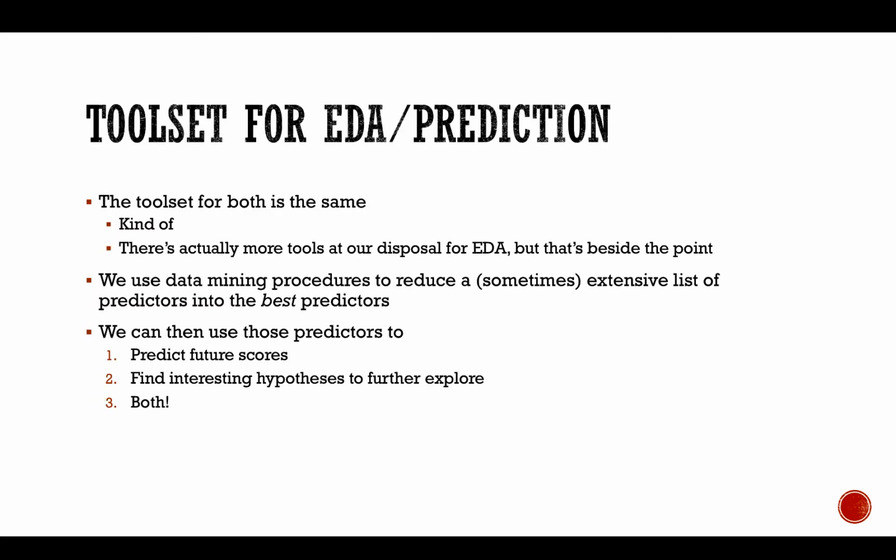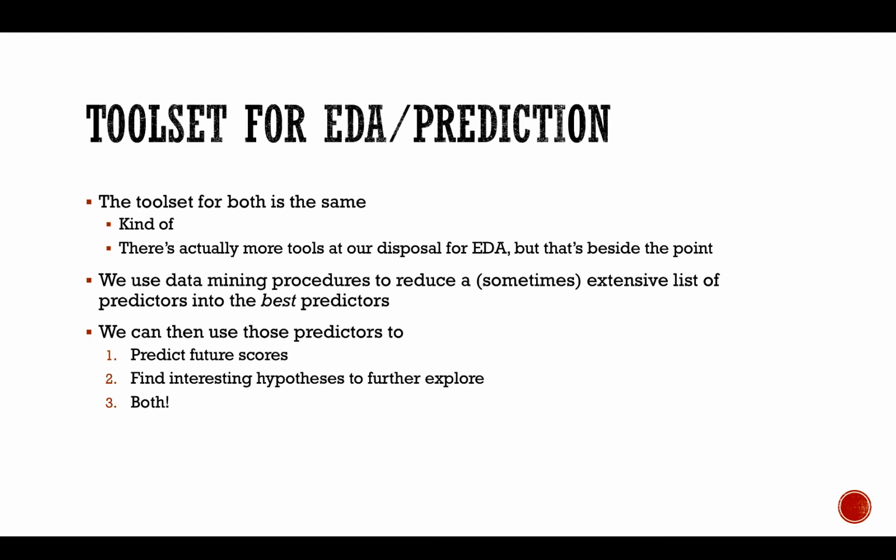Okay, so now we have the tool set for EDA and prediction. The tool set is the same for both, and that's probably because they're really the same thing. If you're doing EDA, you're doing prediction. Exactly. So the tool set is basically the same for both, but there are actually more tools at our disposal for EDA. If you're interested, you can certainly look at John Tukey's textbook as well as some of the others. We use data mining procedures to reduce a sometimes extensive list of predictors into the best predictors, and then we can use those to predict future scores, find interesting hypotheses to further explore, or use them for both.